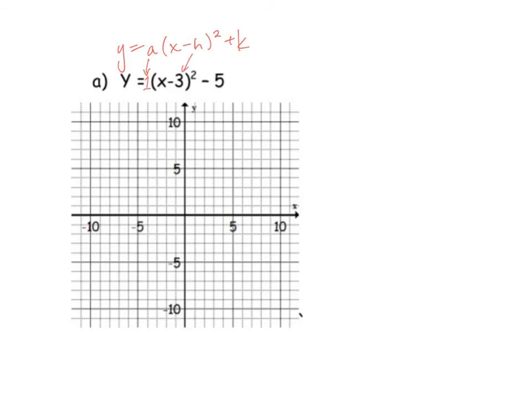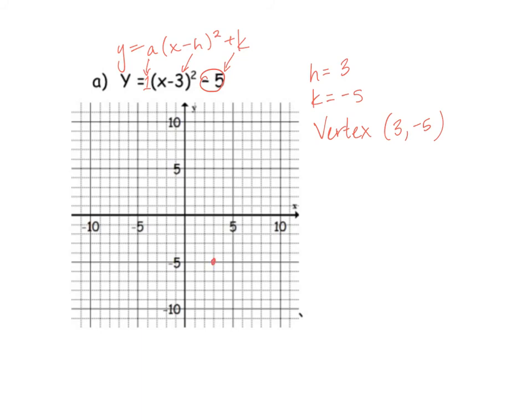H is right there. Thing to note, the X minus is the same in both of these. So H is actually just 3. And then K, because that's negative, K is -5. So we have a vertex here, or a locator point, of 3, -5. So I'm going to go over 3, down 5.